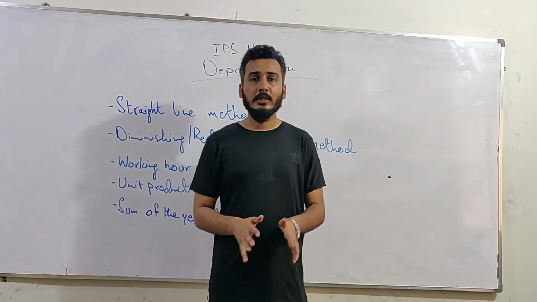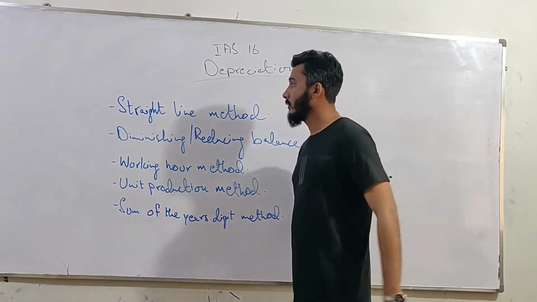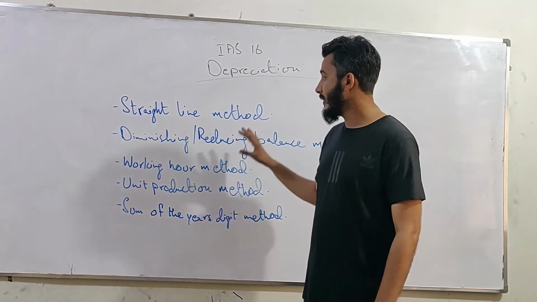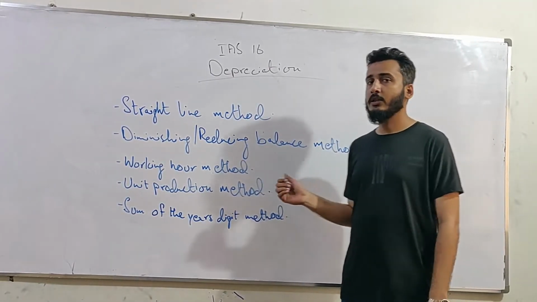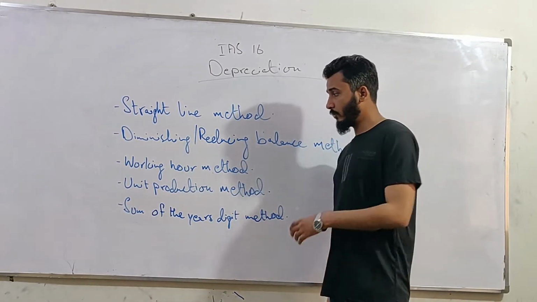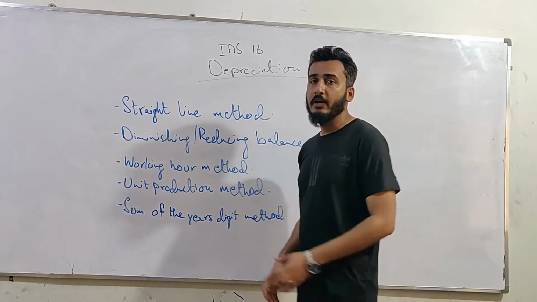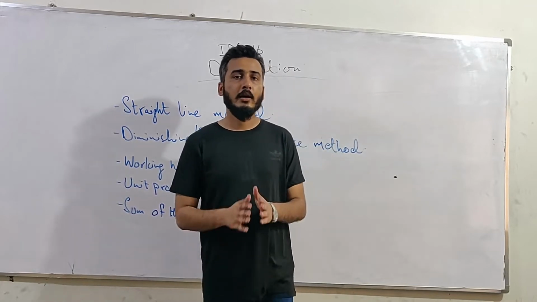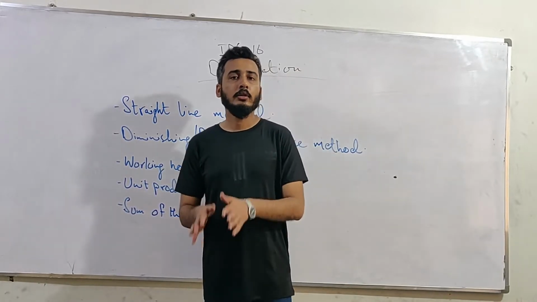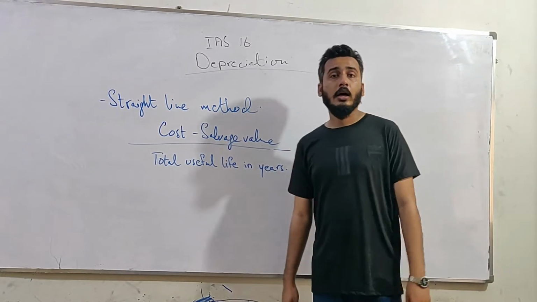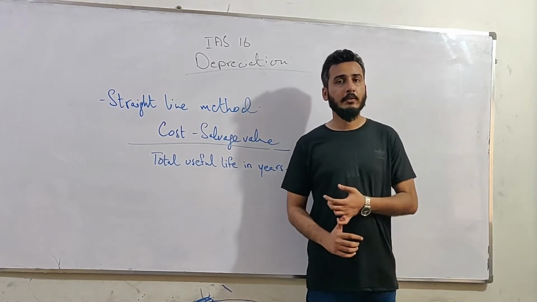Now, depreciation is calculated using these five methods. Number 1 is the straight line method, which we should discuss in detail. Number 2 is the diminishing, reducing balance method, which we'll cover in the same video. Number 3 is the working hour method. Number 4 is the unit production method, and number 5 is the sum of the years digit method. Now let us move forward and discuss what the straight line method is and how depreciation under this method is calculated. Firstly, we are going to discuss the straight line method and how to calculate the depreciation under it.